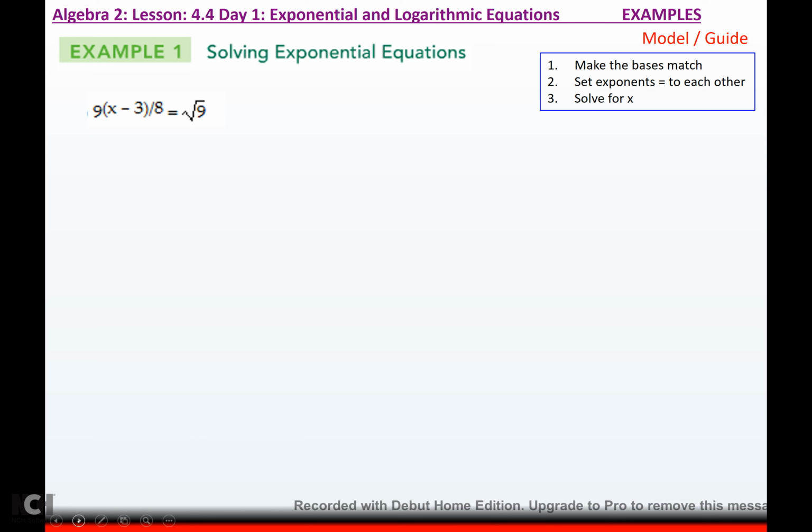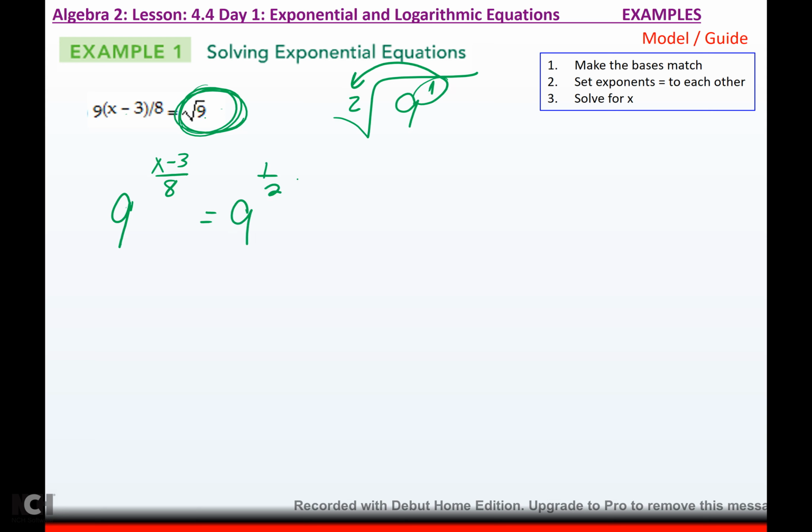Okay, they're going to get a little bit trickier and they're a little harder to read. Okay, this is 9 to the x minus 3 over 8. The bases match except for this one's under a radical. To get out of a radical, remember it's the 9 to the 1 over 2. And now my bases match, so my exponents have to be equivalent. So if I set up my equation and say x minus 3 over 8 has to equal 1/2, because it's a proportion, I can cross multiply.